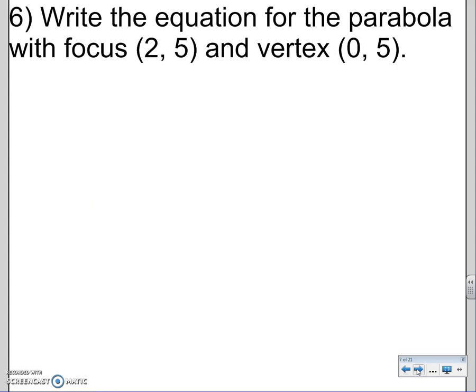Number 6. Write the equation for the parabola with focus there and vertex there. Alright, this one's easy. Remember, our favorite equation is this vertex form. We need a, h, and k. We got h, k right here, the vertex. We got to find a, and a is not given to us, and we cannot use that focus as a point. That's not an x and y, because that's not on the curve.